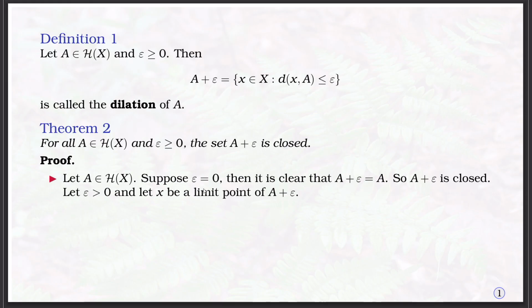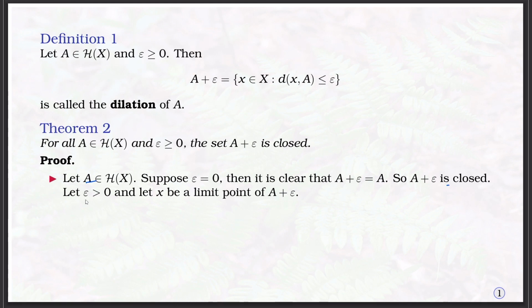Suppose epsilon is 0, that means the distance between x and A is 0, then it is clear that A plus epsilon is nothing but A. So, A plus epsilon is closed. Since A is taken from H of X, it is a non-empty compact set. So, A is a compact set, it follows that A is closed and bounded, therefore A plus epsilon is closed.